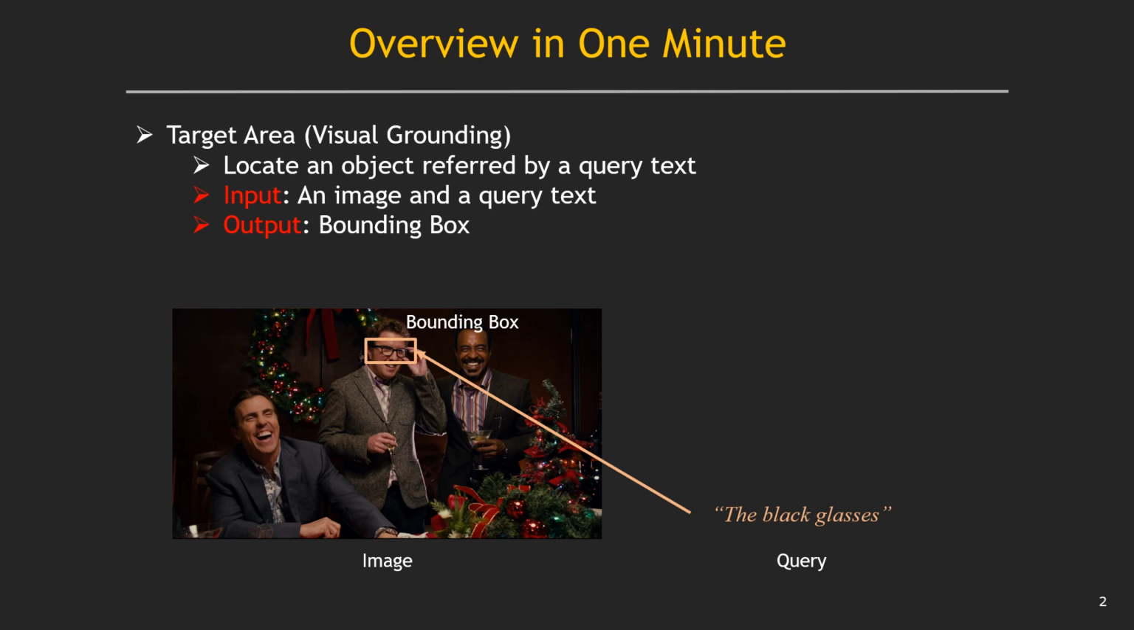For this task, the input is an image and a query text, and the model is required to output the bounding box of the referred object. Take this for an example. We want to ask the model to output the bounding box of the black glasses in the image.